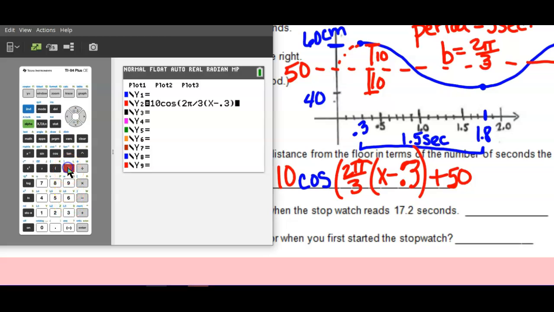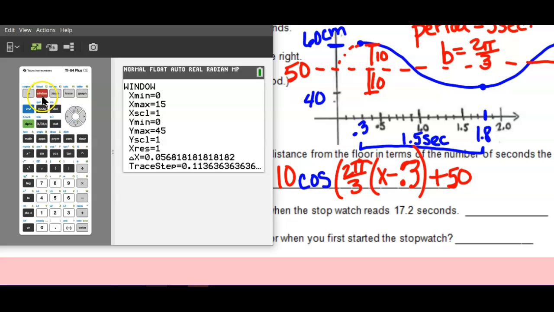Now remember, we didn't show a whole period, but we figured out how long it would take to be a whole period. It would be 3 seconds. That was the 2 pi over 3. And the midline is up at 50. All right, if I want to set a window, it's not going very fast. I have out to 2 seconds here, but it asks in a minute for us to go to 17.2. So you want to set your window out past that. So I'm going to set 20 seconds. So it's going to do a lot of repetitions in 20 seconds.